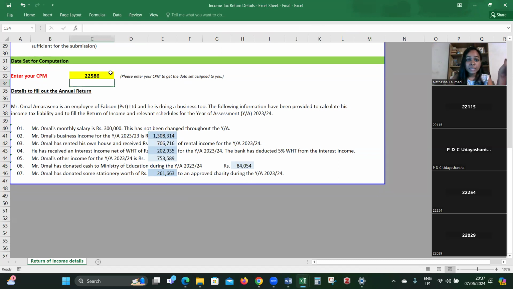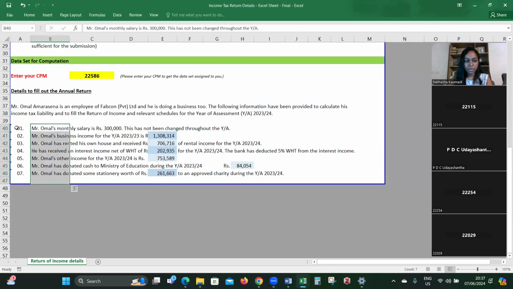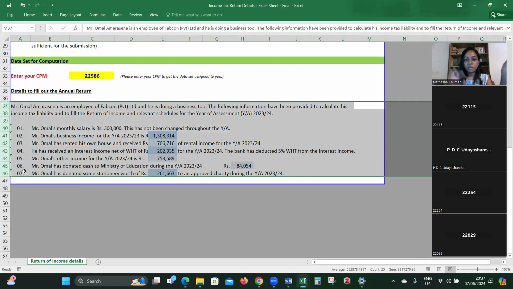When you enter your CPM, your data will appear here. If you enter a different CPM, a different data set will appear here. So you can read the question, right? There are only 7 points. Read this one and work out your income tax liability, and then fill the income tax return. Okay, so that is the task you have.